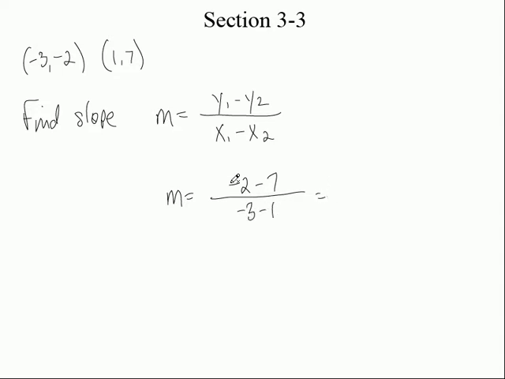All right, and let's work this out. -2 minus 7 is -9, and this is -4. Don't leave it like that, though. What's negative over negative? It's positive, right, 9 over 4. Now watch. Did I change that to a mixed number? No, not at all. Did I change it to a decimal? No, not at all. Slopes should always just be in fraction form.